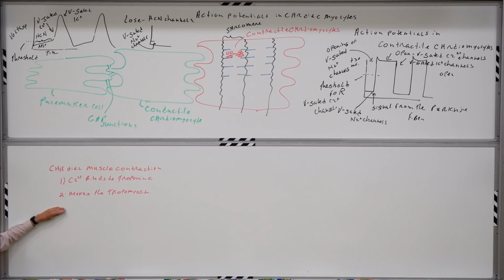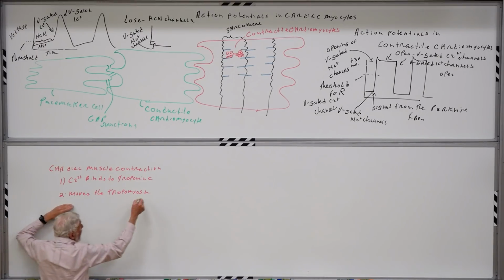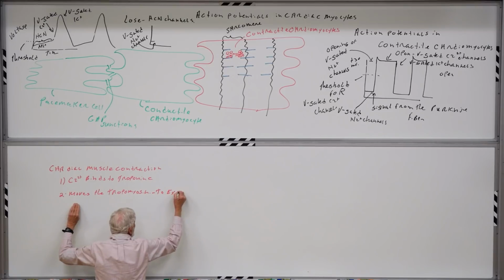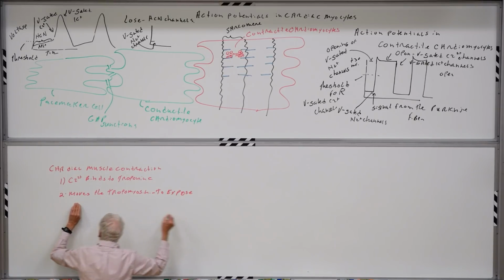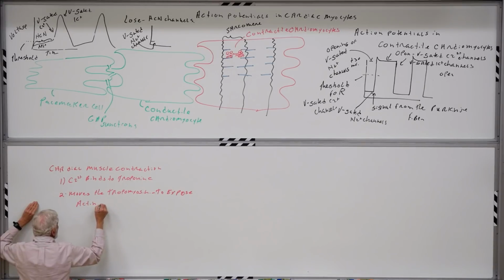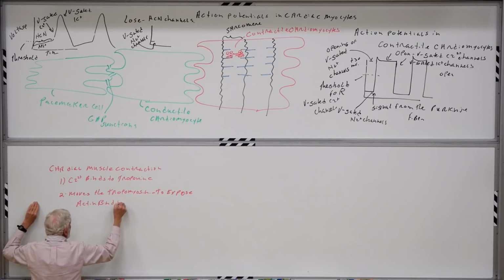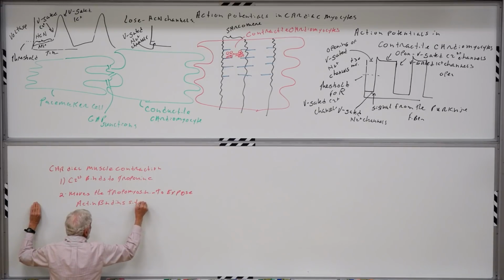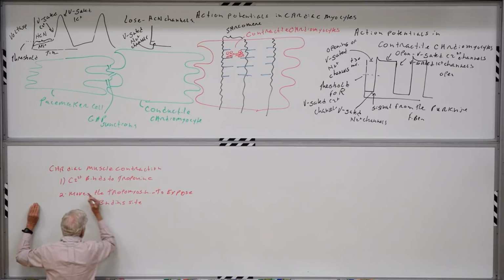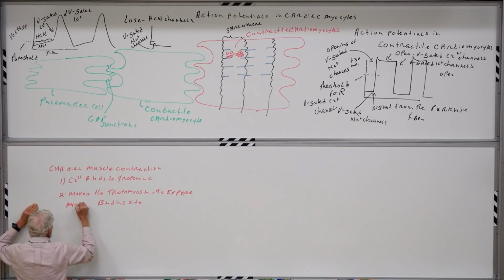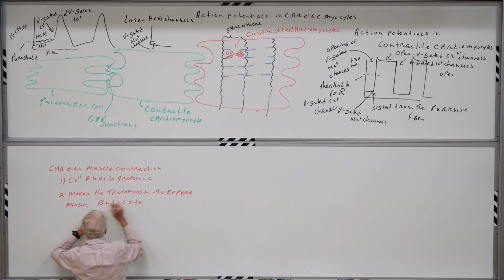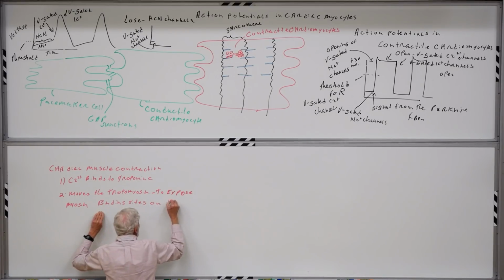Remember, the tropomyosin molecule is a broad ribbon-like structure which sits over the myosin binding sites in the actin. When the calcium binds to the troponin C, the tropomyosin moves and exposes actin binding sites. Let me rephrase that. To expose myosin binding sites on the actin thin filament.